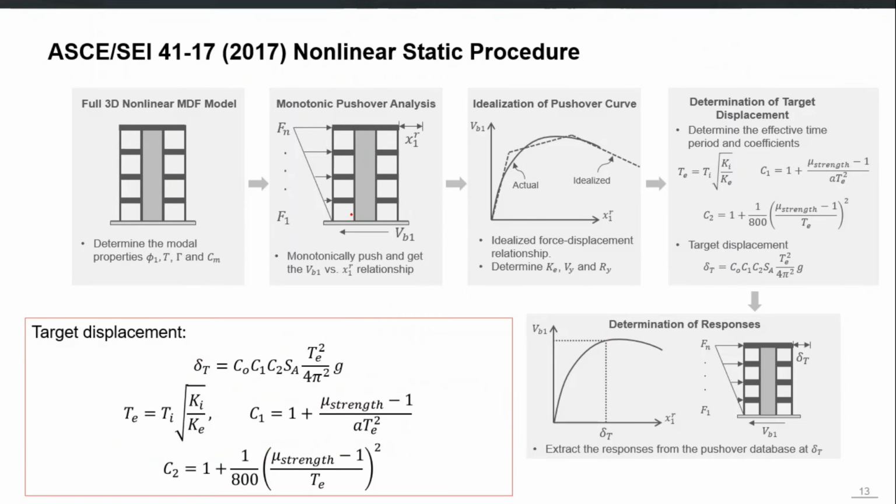So later the same method was adopted by ASCE 41-13 and then 17 also, only the notation is slightly different. Ry is now mu strength, otherwise the method is the same. So it is the same displacement coefficient method as developed by FEMA 440.